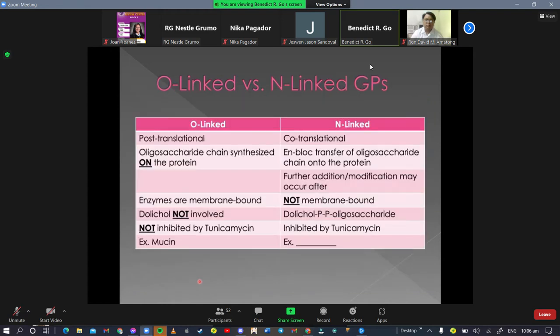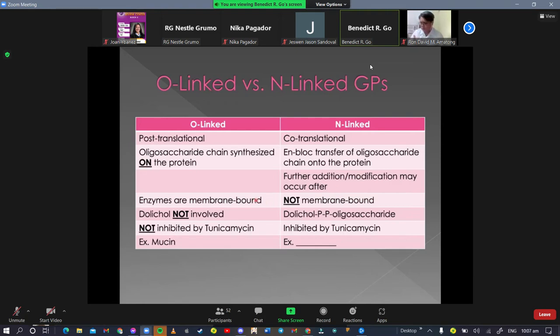All right. So this is just a summary of the O-link and N-link glycoproteins in terms of biosynthesis. In O-link, the addition of the oligosaccharide is post-translational, whereas in N-link, the addition is co-translational. In O-link, the oligosaccharide chain is synthesized on the protein, but in N-link, it's an en bloc transfer of the oligosaccharide chain onto the protein using your dolichol, as I mentioned already. But further modification or addition may occur after that.